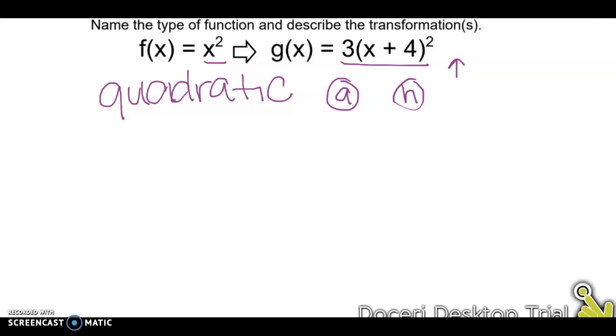So the a is going to change it vertically. It's going to make it larger or smaller. If the a is greater than 1, it's going to stretch it. It's going to make it larger. So it's vertically stretched.